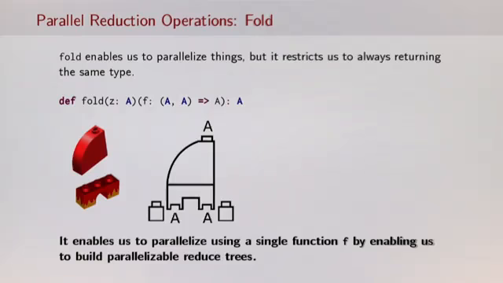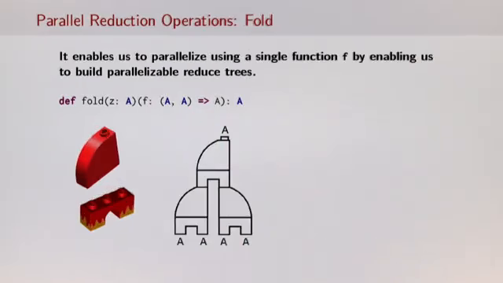So said another way, the fold function enables us to parallelize things using a single function as a parameter, where the types are all the same, and by enabling us to build parallelizable reduce trees. And if the Lego visualization helps, here's how it would look to build one of these reduce trees. Here you can see how the tree could be broken up and worked on independently by different workers. So you can have somebody working on this part of the tree and somebody working on this part of the tree totally independently of one another. And then they can still combine all of the results together.